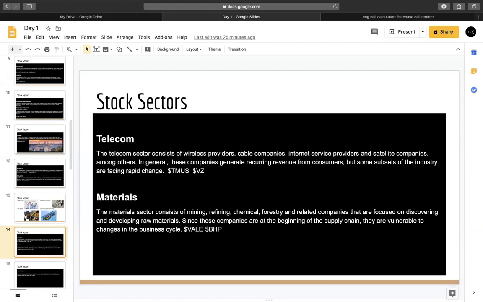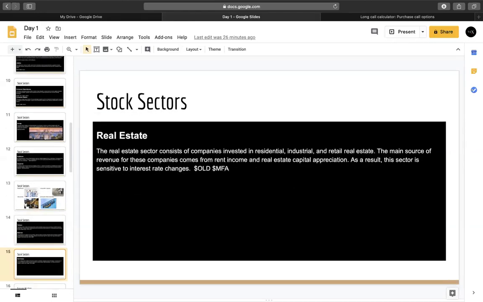Materials. The materials sector consists of mining, refining, chemical, forestry, and related companies that are focused on discovering and developing raw materials. Since these companies are at the beginning of the supply chain, they are very vulnerable to changes in the business cycle.